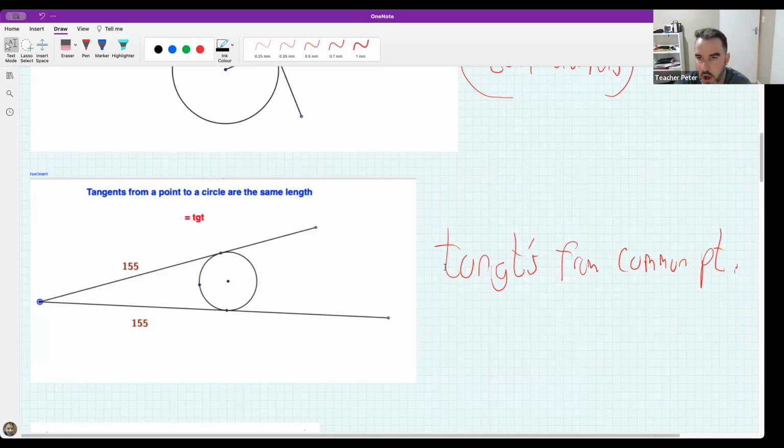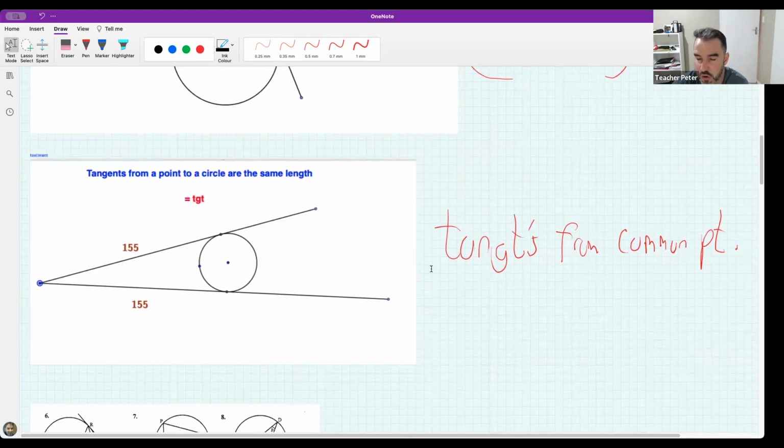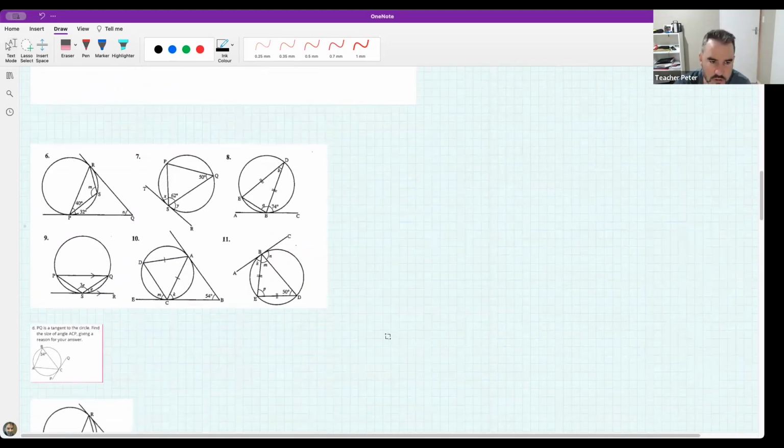Obviously we also have week 1, which was circles and the centre, and week 2, which was circles and cyclic quads. But let's go and do some practice questions.